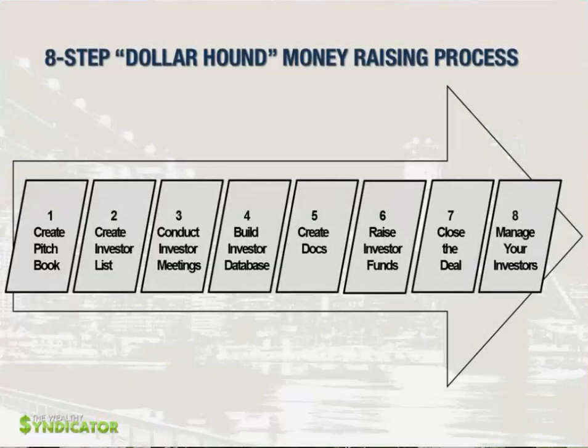There's our 8 steps right there. This is the process model that we're going to follow right here. This is the Wealthy Syndicator process model. As you can see right there, that's the 8-step Dollar Hound money raising process.